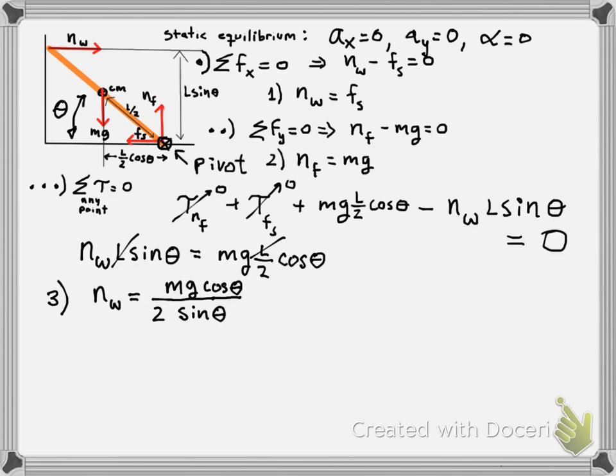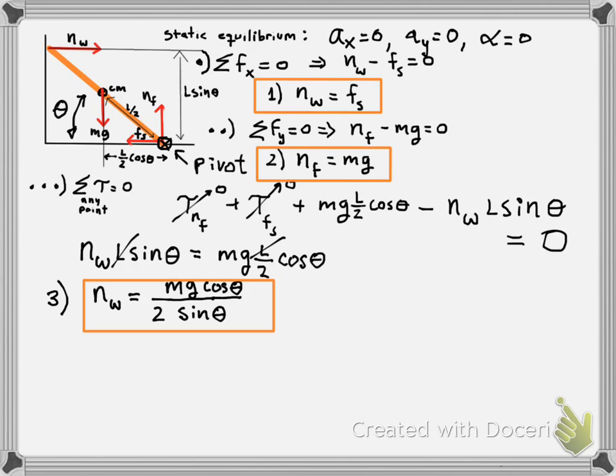So at this point we have three equations that we have derived. The first equation says that the normal with the wall should be equal to the force of static friction. Those two forces cancel out. The second equation says that the normal with the floor should cancel the weight. And the third equation was due to the torques. The torque of the normal with the wall should be cancelled by the torque of the force of gravity.